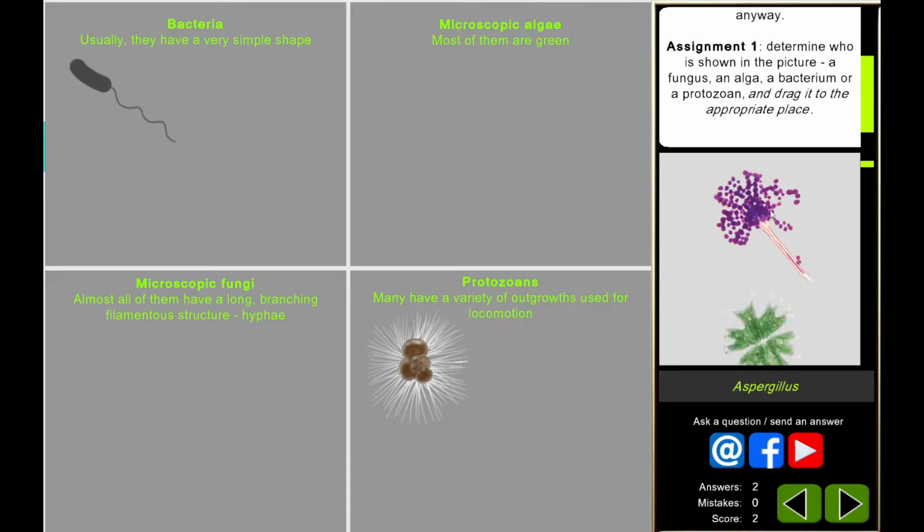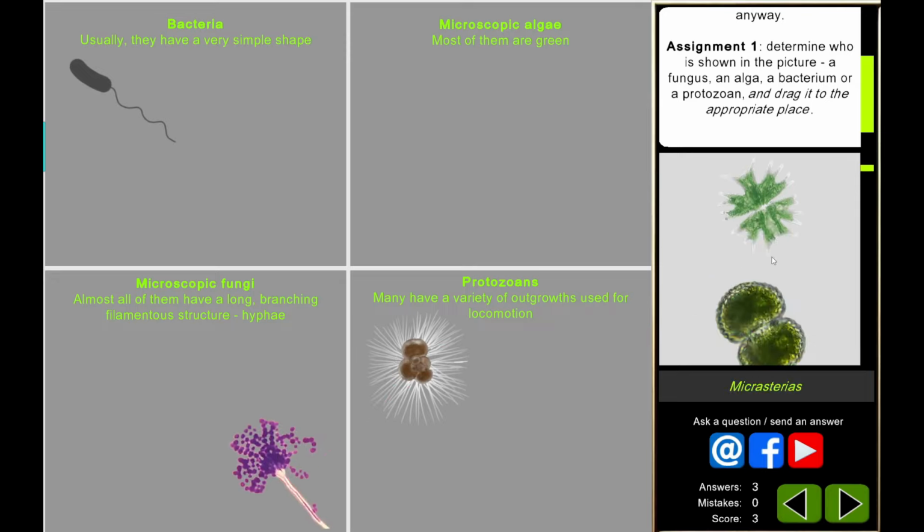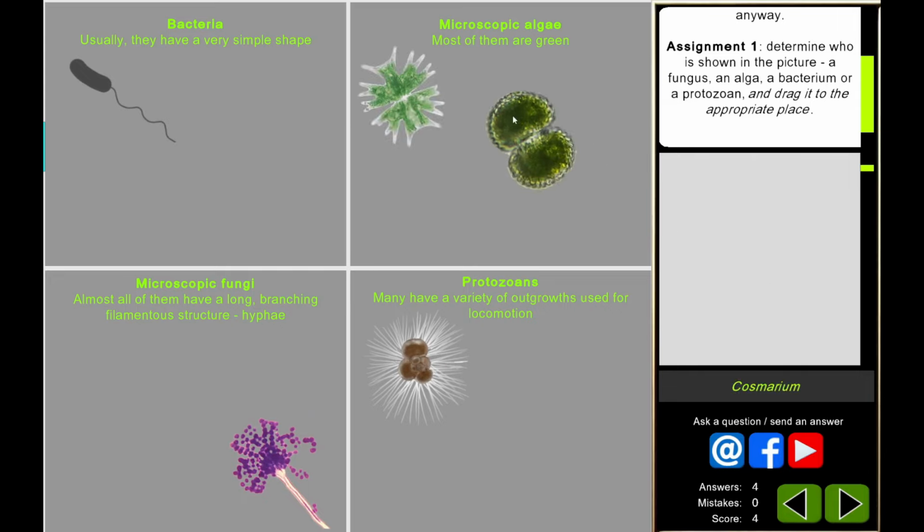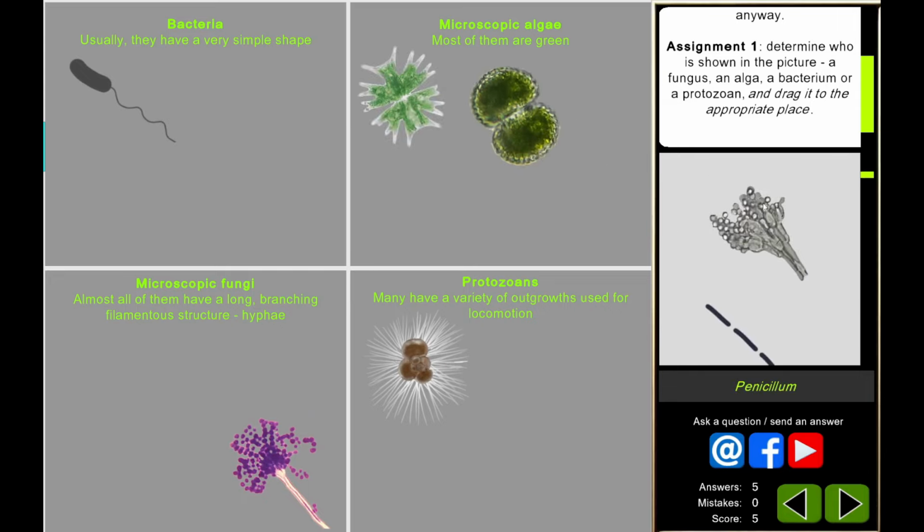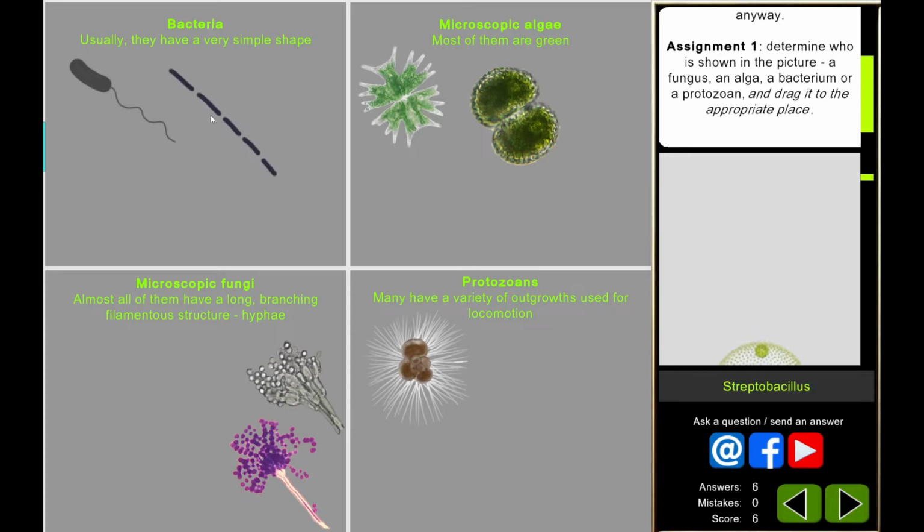Here we see small round spores and a thin thread, a hypha. This is a fungus. The next two creatures are green. They are algae. Again, spores and hyphae. This is a fungus. The simple form belongs to bacteria. Then try to look closely yourself. If it is not clear, ask questions in the comments.